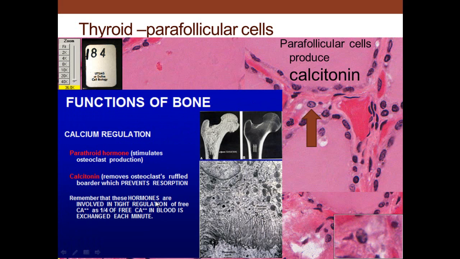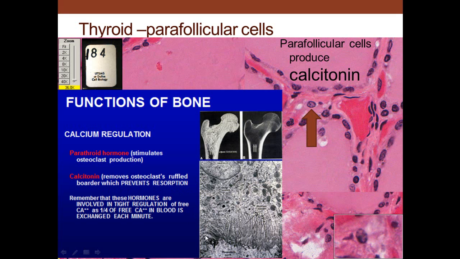These two hormones, parathyroid hormone and calcitonin, regulate calcium levels such that a quarter of all free calcium in the blood exchanges every minute. So it's a tight regulation, and it does that by interacting with bone. Calcitonin produced by the parafollicular cells removes the osteoclast ruffled border, which prevents the resorption of bone.